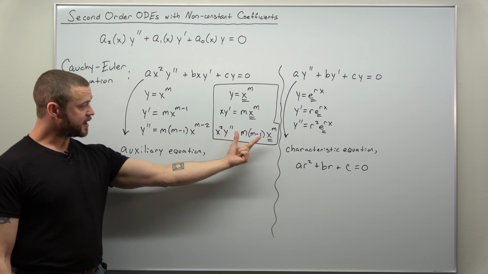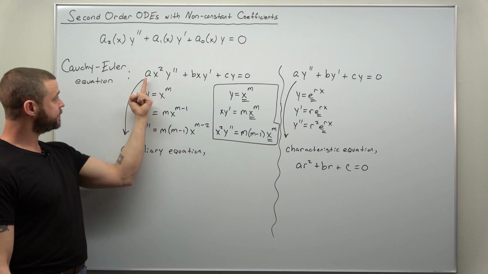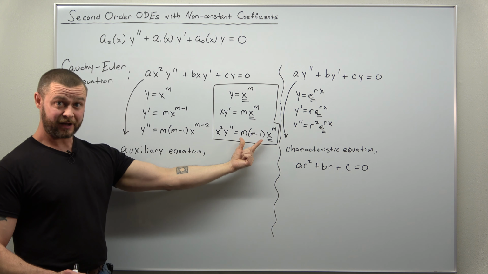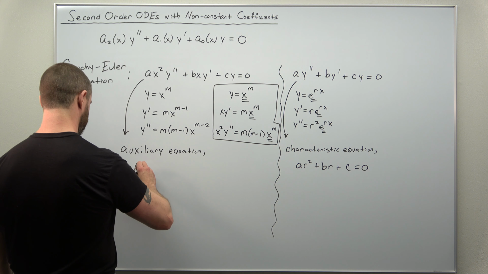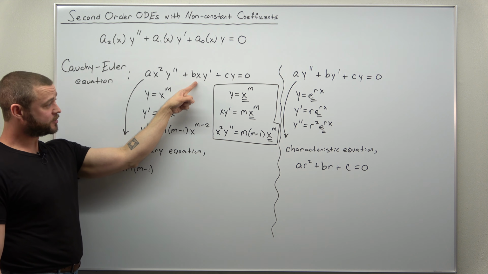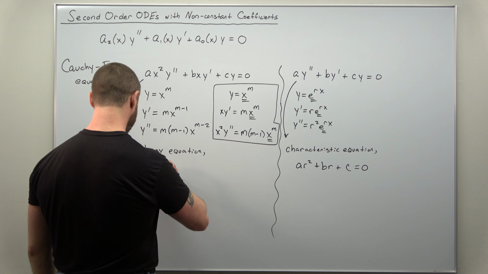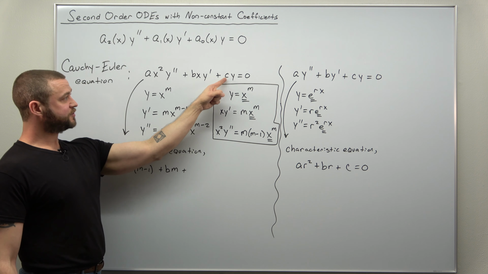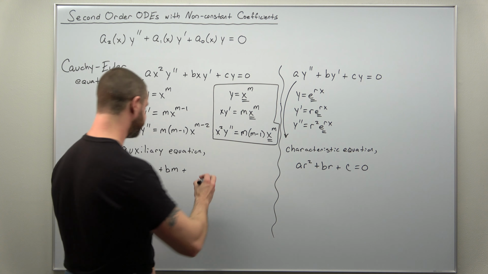So if we do that, just be careful. We have your second derivative term here multiplied by x squared, but you have that coefficient of a left. So we get a times m minus 1. You have your x y prime term. There's a factor of m, but it's getting multiplied by b. So plus bm. And then you have your cy term. We're factoring out x to the m, so we just have c.